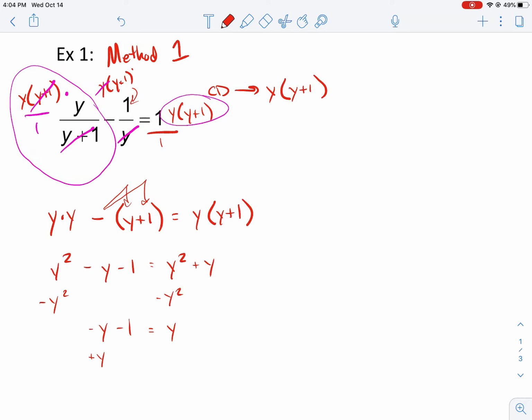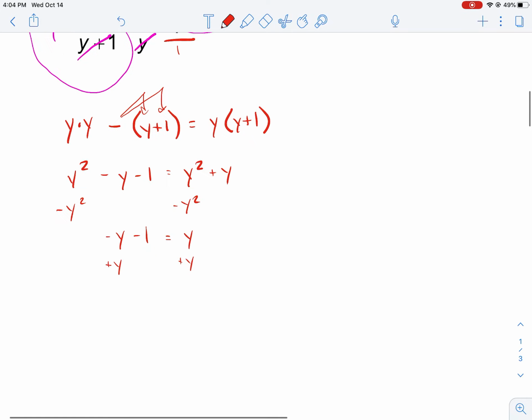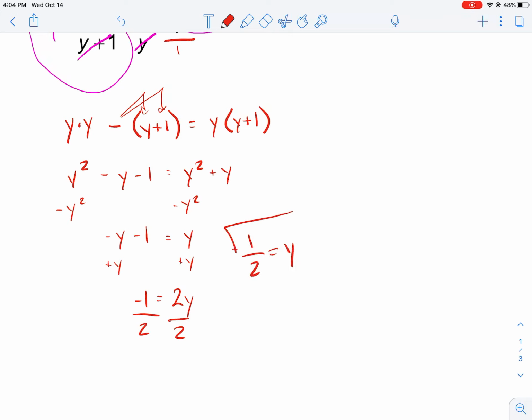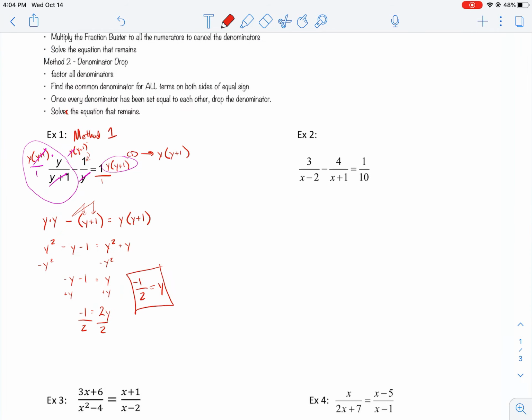I'm going to add the y. So y plus y is 2y, and then to get y by itself, I divide both sides by 2, and I get negative 1/2 is equal to y. Okay? And so there's our final answer, right?